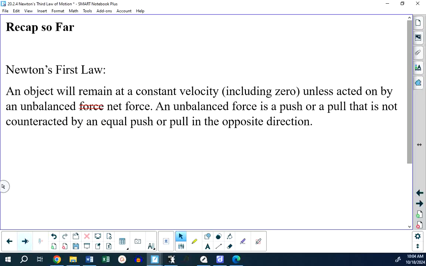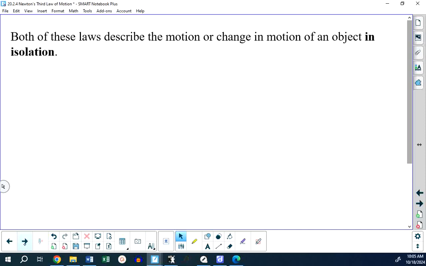An unbalanced force is simply a force that is not counteracted by an equal force in the opposite direction. Let me say that again. An unbalanced force is simply some force that's applied to the object somehow that isn't canceled by an opposing force of the same value. Newton's second law of motion, there's not much to say. It's really a formula. Newton's second law of motion is an equation. Okay. So both of these laws describe what happens to an object.